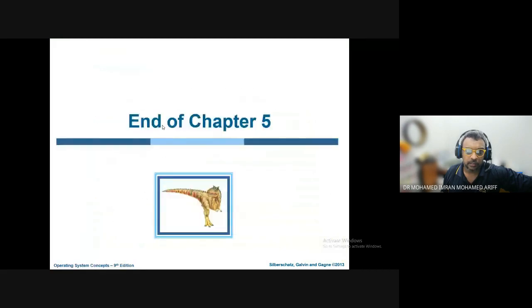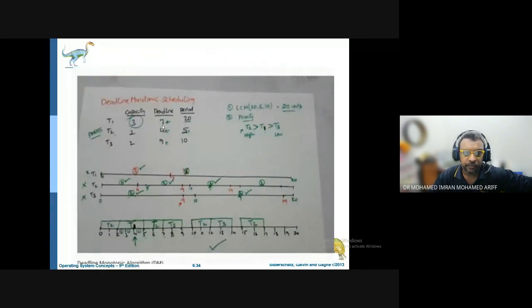Okay, so earliest monotonic, monotonic. Oh, monotonic, yeah. Okay, monotonic. Oh, susah saya nak sebut. Deadline monotonic scheduling.